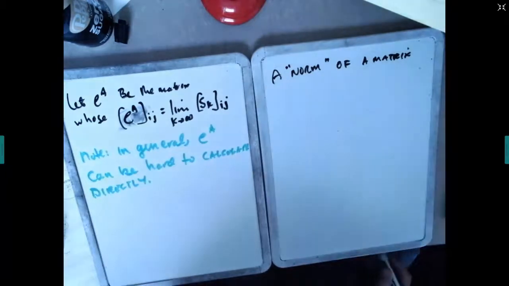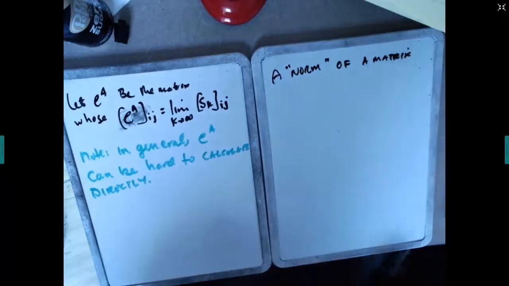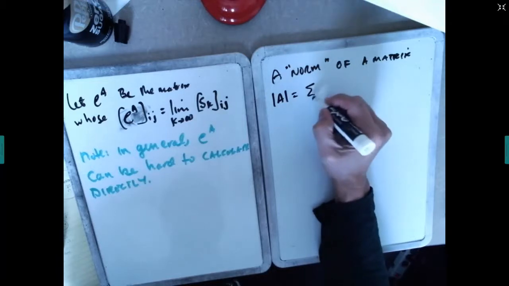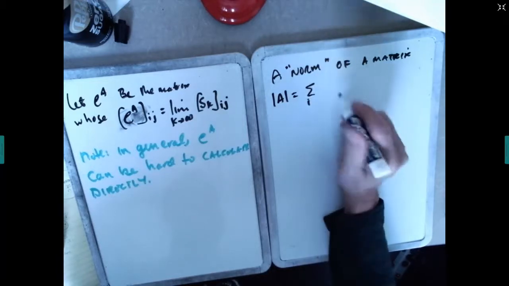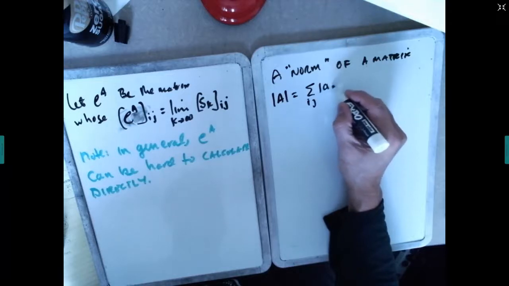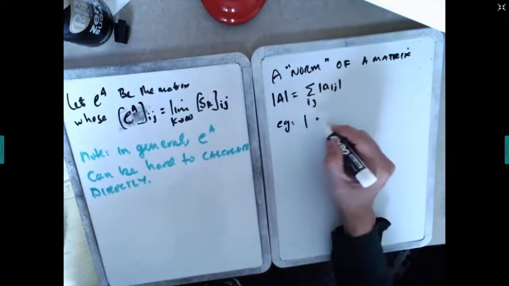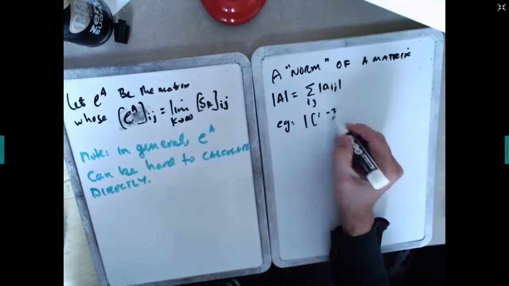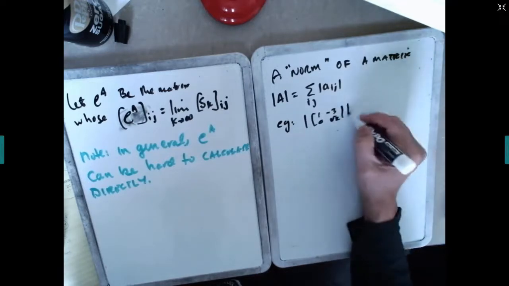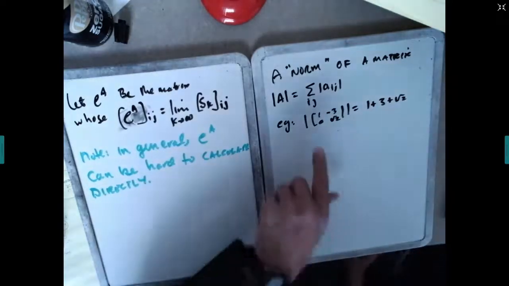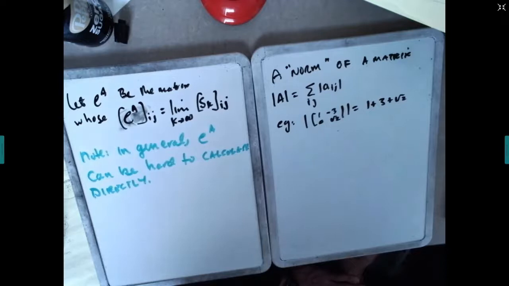Now, the one I'm going to use is the most convenient for this. The norm of the matrix I want to talk about, the norm of A, is going to be a sum over all its entries of the absolute values of its entries. For example, the norm of the 2 by 2, 1 minus 3, 0, root 2 would be 1 plus 3 plus root 2. You just take the absolute value of each entry and add them up. I don't want to get into the theory of norms or things like that.